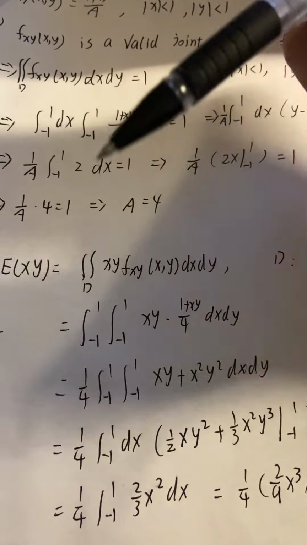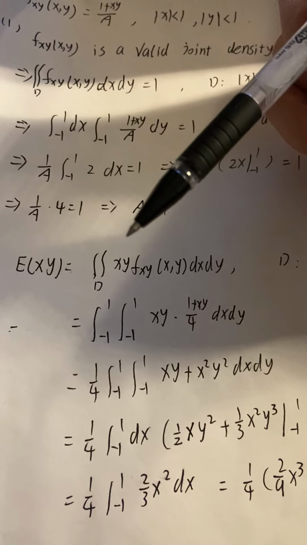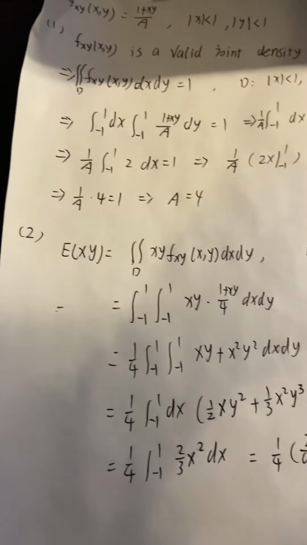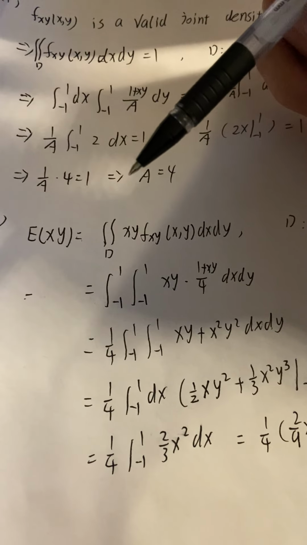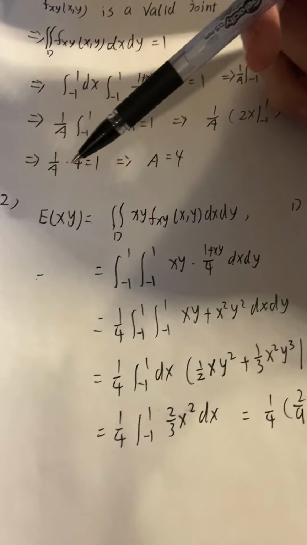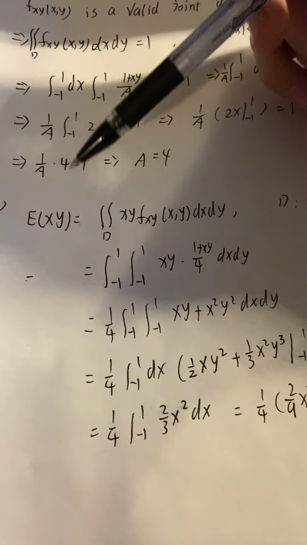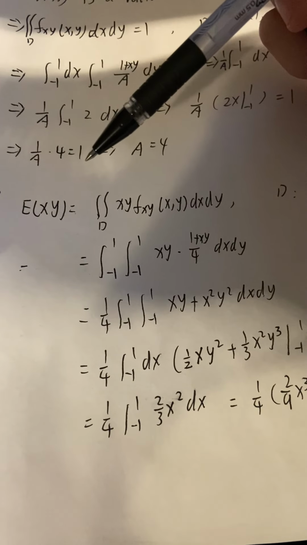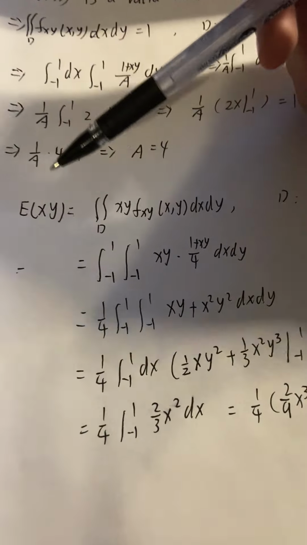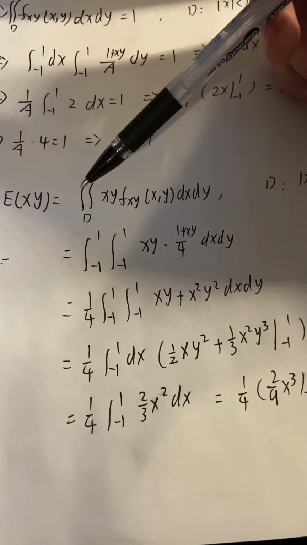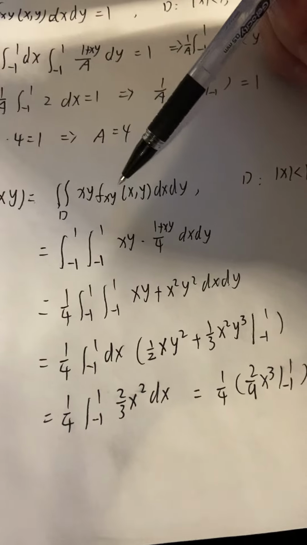The second question: we need to determine whether X and Y are uncorrelated. We know that if X and Y are uncorrelated, then E of XY will be equal to E of X times E of Y. So we can find E of XY first. We know E of XY is equal to the double integral of x times y times the joint density function of x and y.